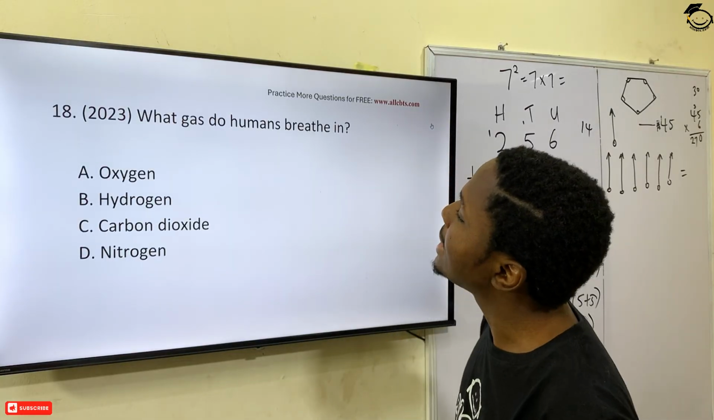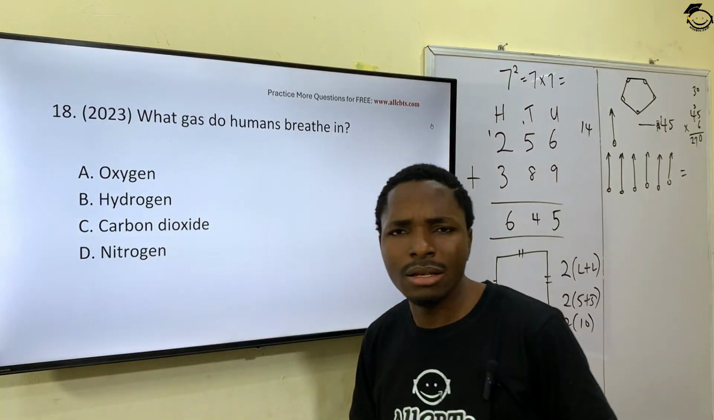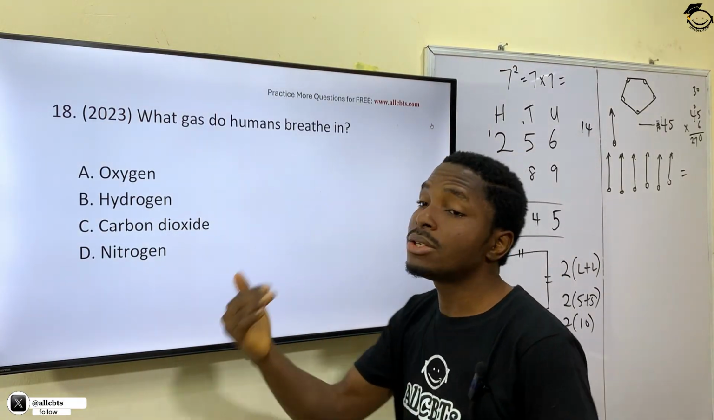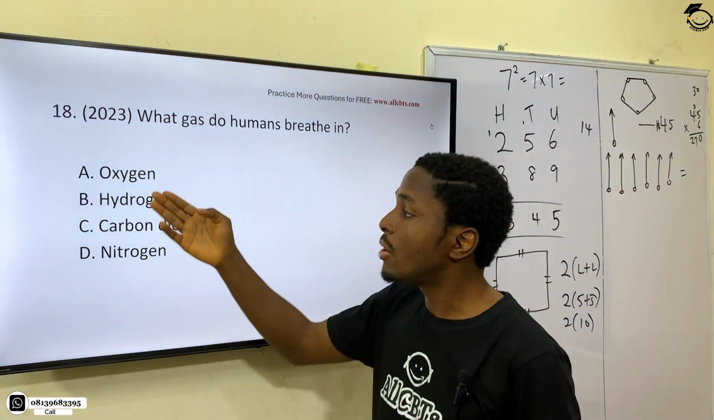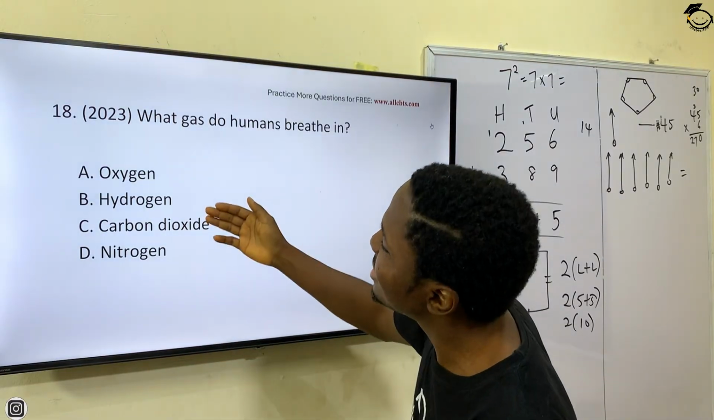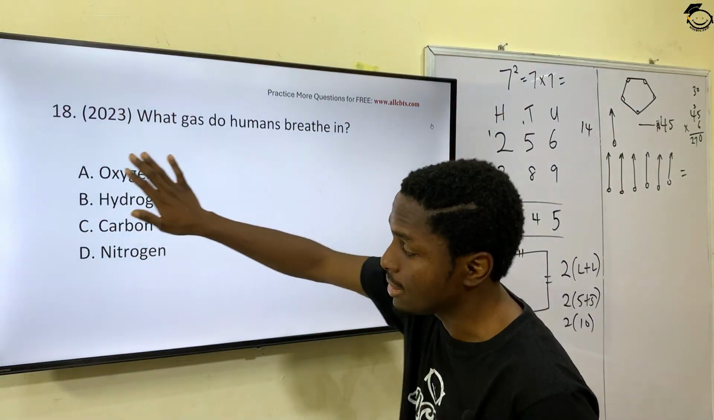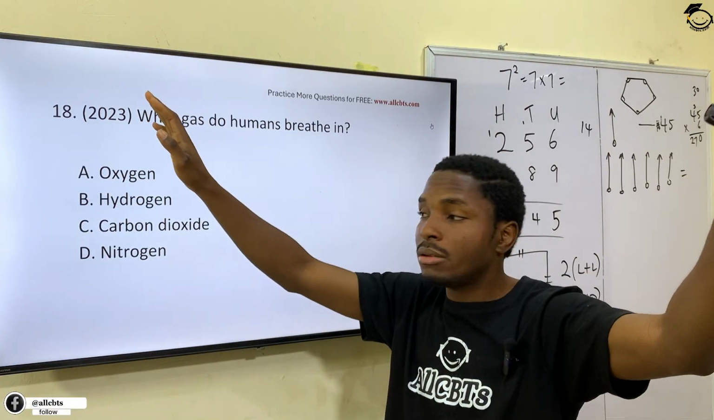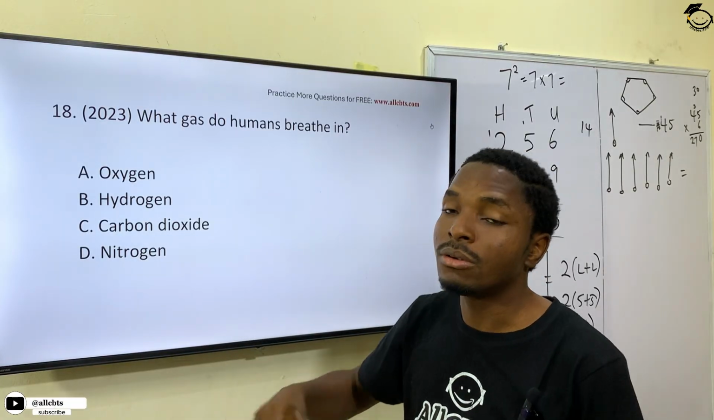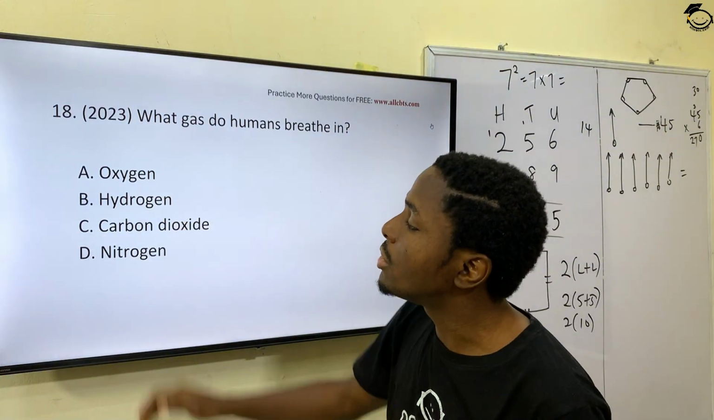And then 19. What gas do we breathe in? So you are breathing in, you are taking in gas. So what gas are you taking in from this? You have oxygen. You should know this. Everybody knows this, right? Oxygen, hydrogen, carbon dioxide, and nitrogen. All these gases are in the atmosphere, right? But we need just one for our life to continue, and that is oxygen.